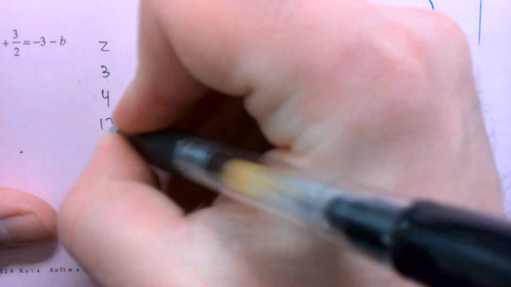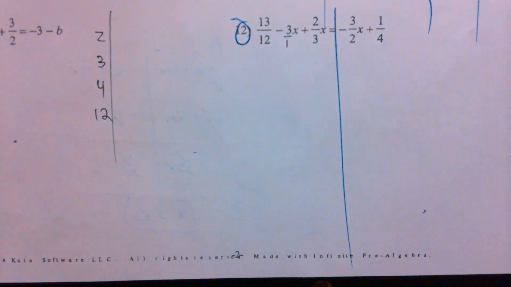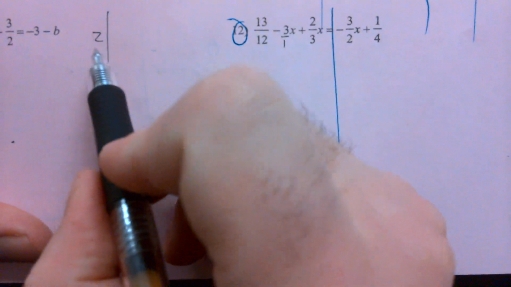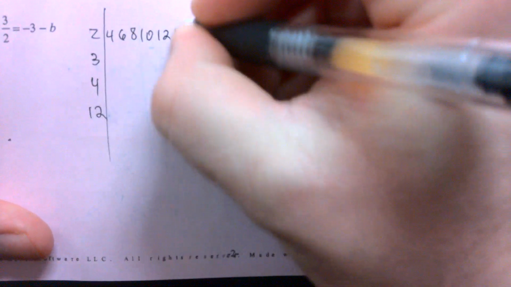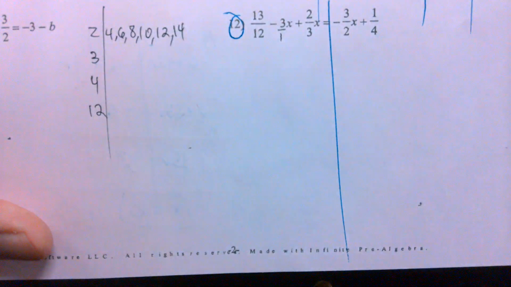Now we'll take a look at our denominators. We've got 2, 3, 4, and 12. Now here's like the elementary way for us to find the LCD, right? We write out multiples of each of these numbers. 2: 4, 6, 8, 10, 12, 14, and so on.